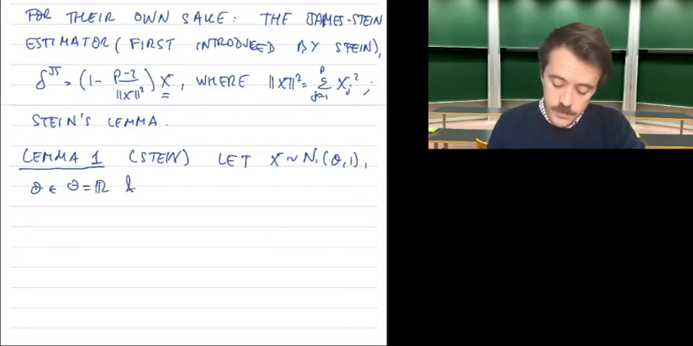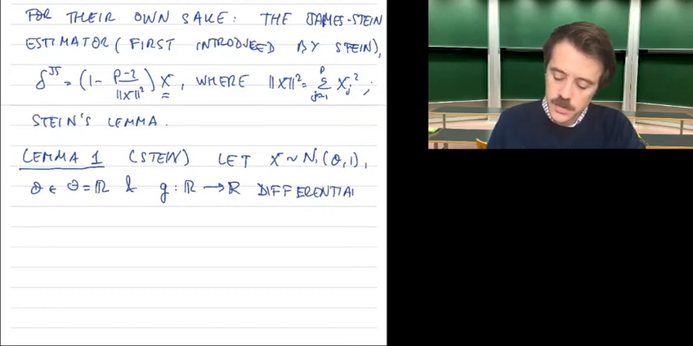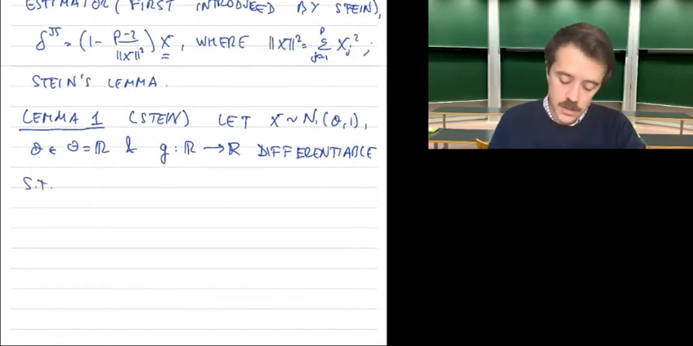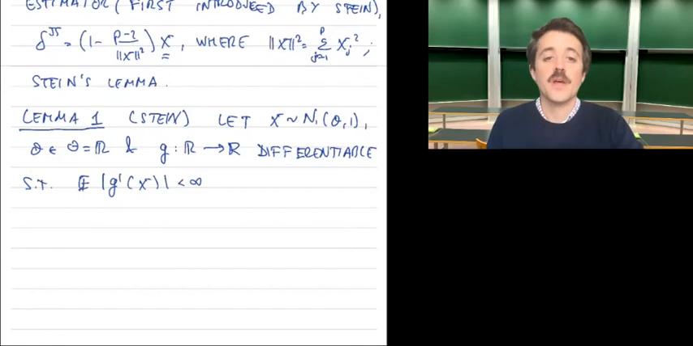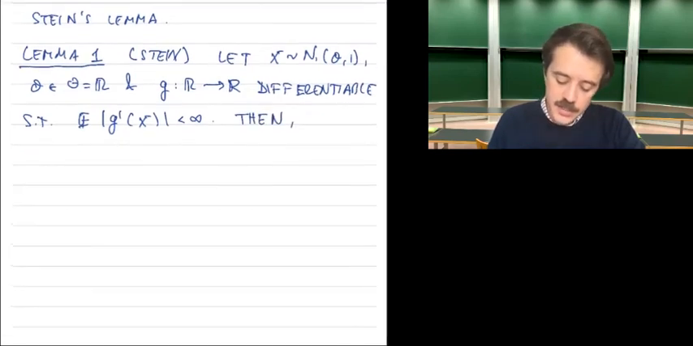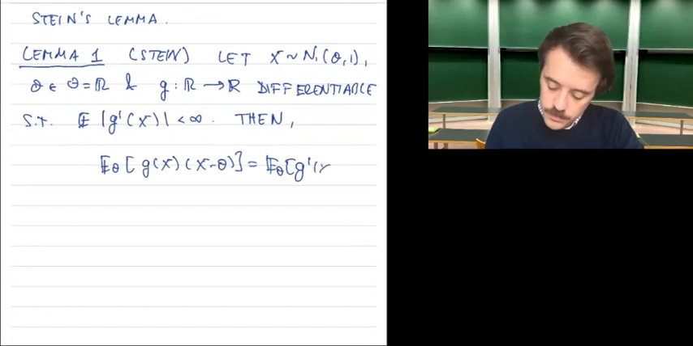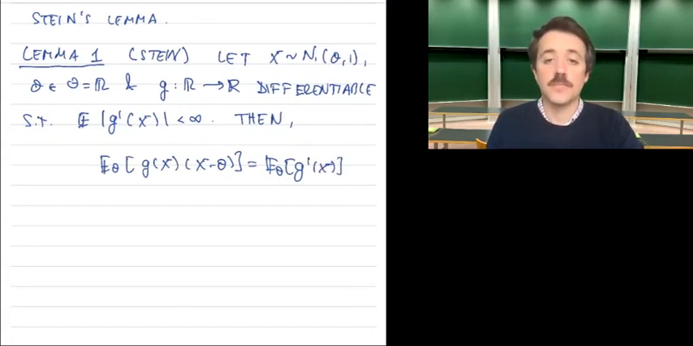And let g be a function that goes from the reals to the reals that is differentiable, and such that it satisfies the following: the absolute value of its derivative has bounded expectation. So then, what do we have? Well, what the lemma says is that the expectation under theta of this product, g(X) times (X minus theta), is going to be equal to the expectation under theta of g prime of X. And this is for all theta.